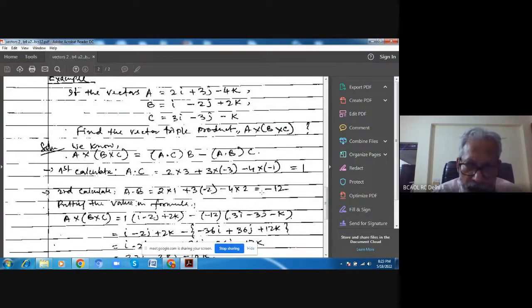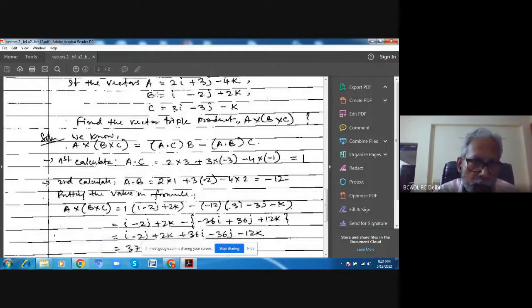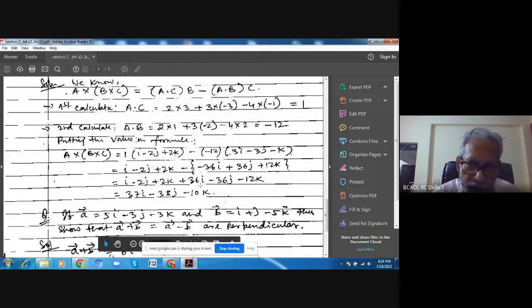Okay. Now coming to putting the values in the formula. Whatever values we are getting, 1 and minus 12, you have to put them here. So 1, because the value is 1, and in brackets this is the value, minus this thing, minus 12. So you can put the values like this. Then you calculate it, and ultimately you will get the vector 37I minus 38J minus 10K. This is your answer. Actually you have to find the vector, the question mark means you have to find the value. So this is your answer. Okay.